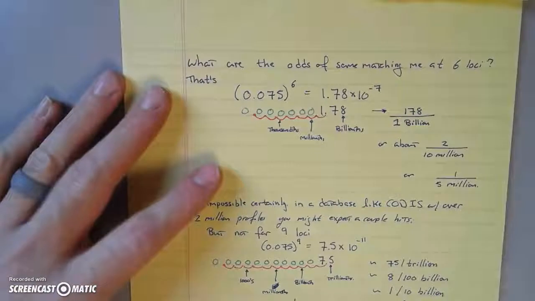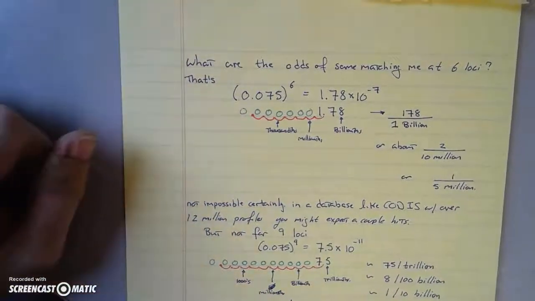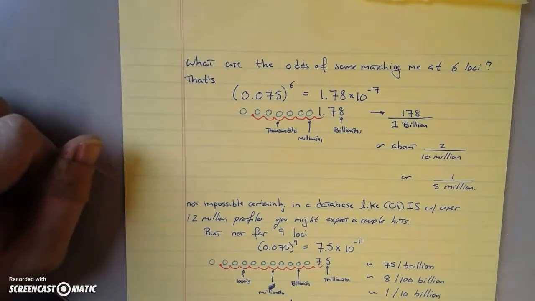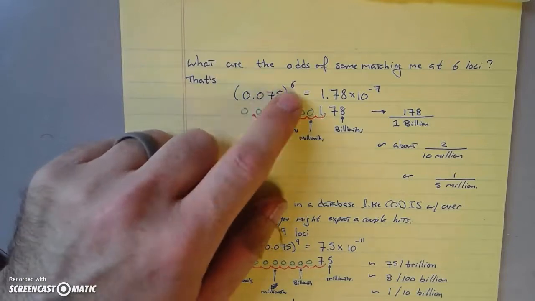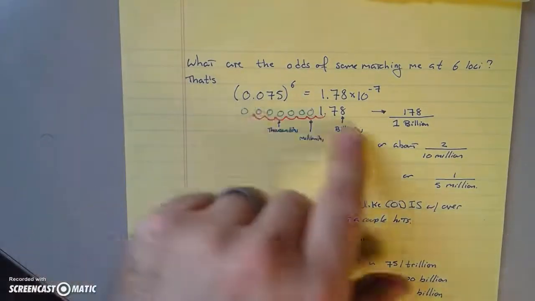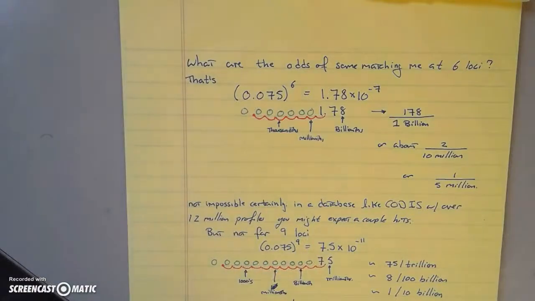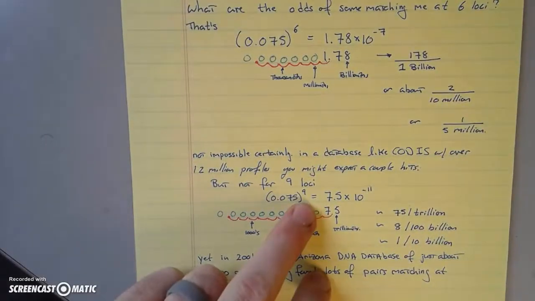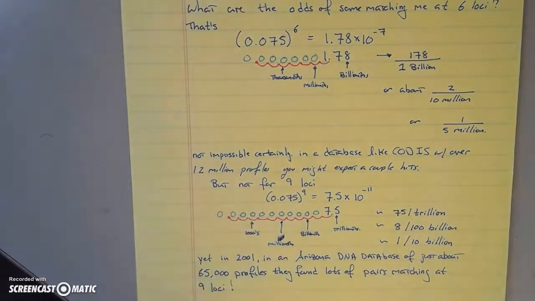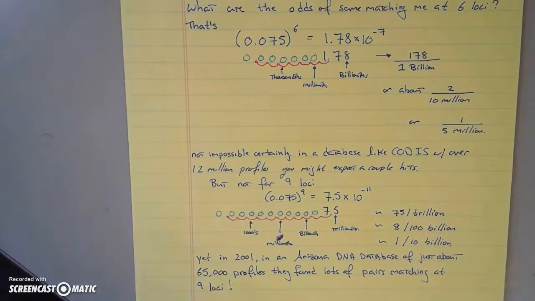Moving back to DNA, I'm going to probably do a part 2 of this video. I'm running out of time. What are the odds of somebody matching me at 6 loci? Well, it's the probability of any 1 locus raised to the 6th power. So you work through it. It's about 1 in 5 million. Seems extraordinarily unlikely. Even more unlikely when you consider 9 loci. The odds are about 1 in 10 billion. So it seems like you would need 10 billion people to have a match. Think about these numbers. I'm going to pause this video and make a part 2.